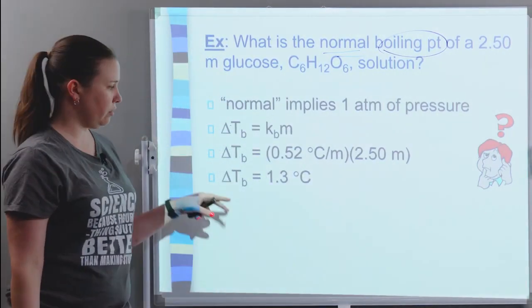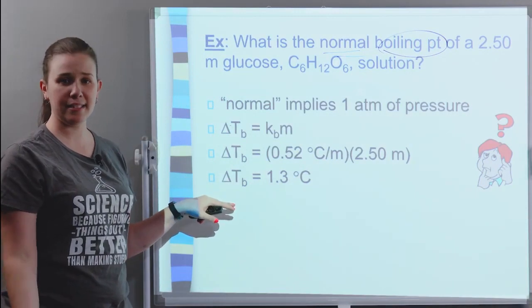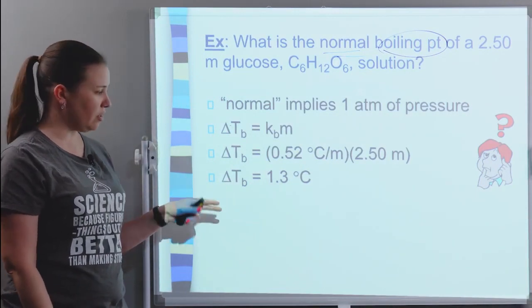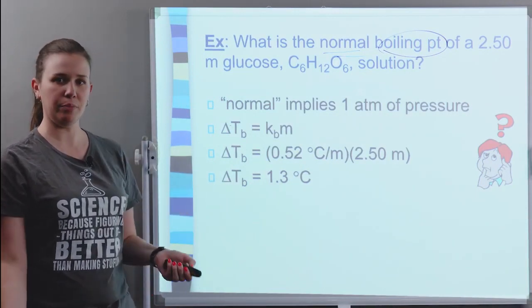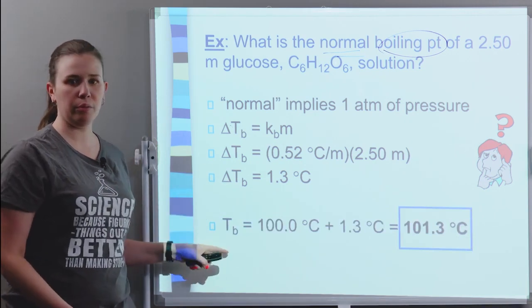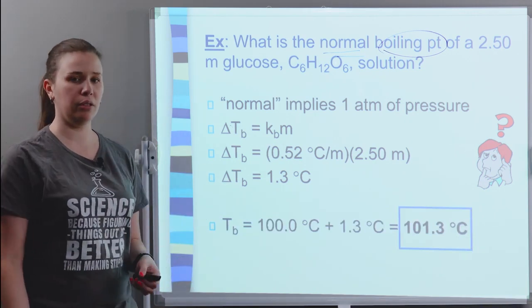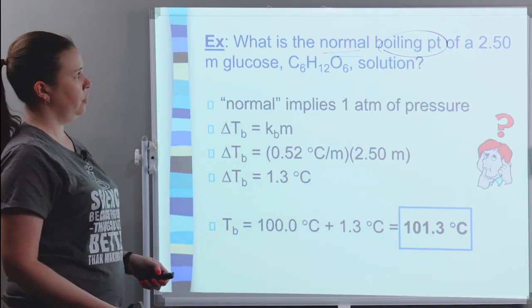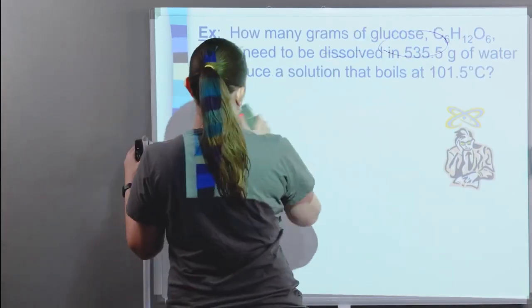Most common mistake here is leaving the delta T as the temperature for boiling. Just think of it logically. We know that water wouldn't boil at a temperature that low. We want to go to a higher than 100 degrees Celsius. All right, let's look at another question.